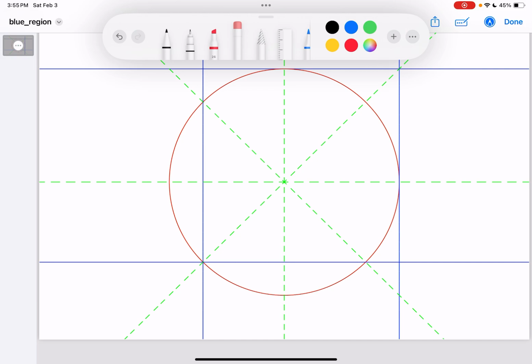So what I'm going to do is start to write down things I know. This is the center. I drew a line through that, by the way. This is going to be the length R. This is going to be length R over here, all right?